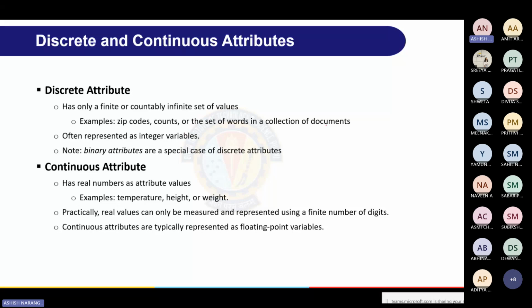When you look at another example, let's say zip codes of a particular country, right? These are discrete valued. Reason being that each zip code is discrete and there are finite zip codes available as such, right? So that is why that is discrete. When it comes to, let's say, temperature, temperature can be anything, 20.1, 20.2, 20.3. So infinite values it can take. So it becomes a continuous attribute, right?